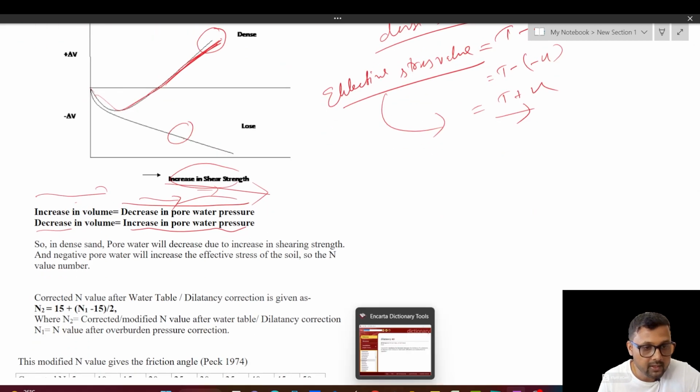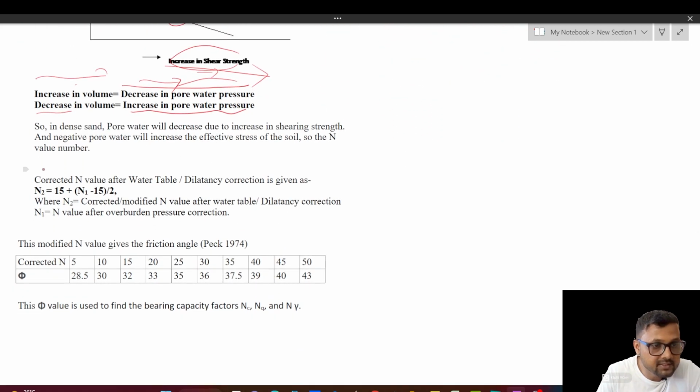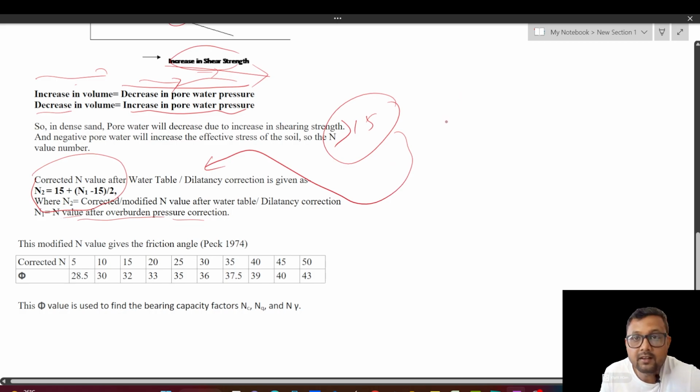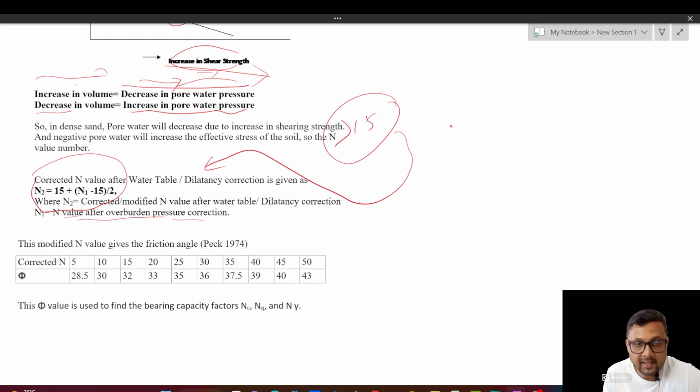So what is the formula for that? The formula is this: N2 equals 15 plus (N1 minus 15) by 2. N1 is the value after overburden pressure correction. That means we do this water table or dilatancy correction only after the overburden pressure correction is applied, and if the modified value exceeds 15, then only we go for this water table or dilatancy correction, in case of saturated fine sand which is densely packed.